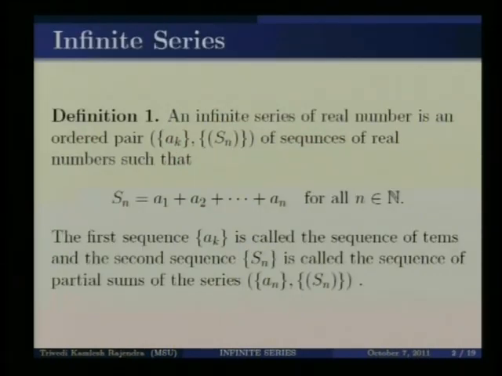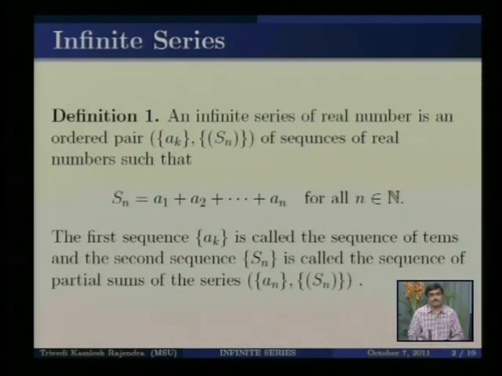So an infinite series is actually an ordered pair of sequences. I read: an infinite series of real numbers is actually an ordered pair. The first element of the ordered pair is a sequence which I have denoted by a_k, and the second sequence I have denoted by S_n. Here note that I have used k as index for the first sequence and n as index for the other sequence. It is just for notational convenience.